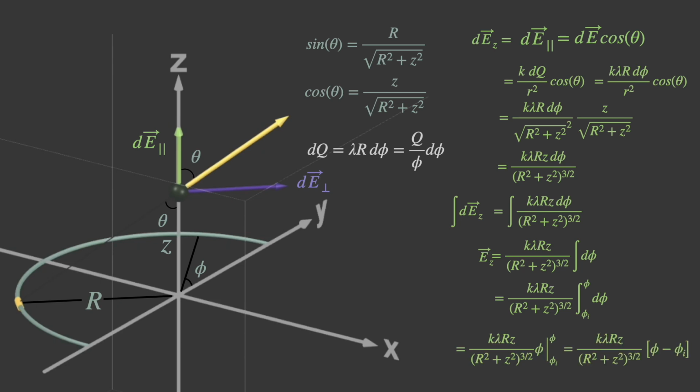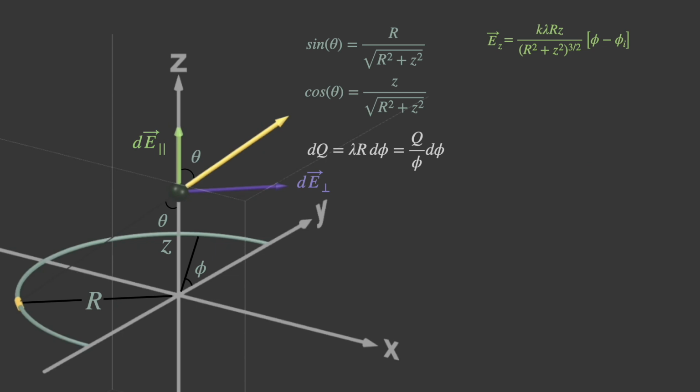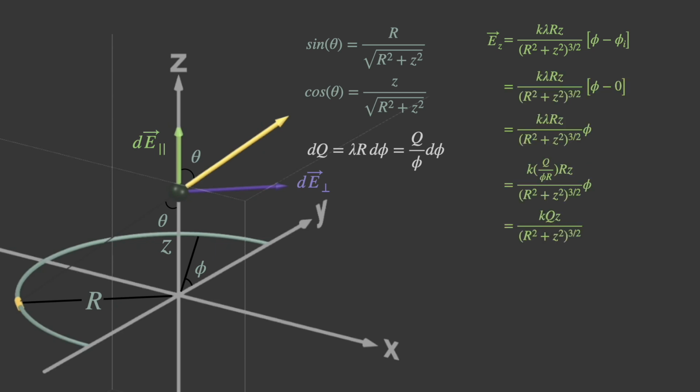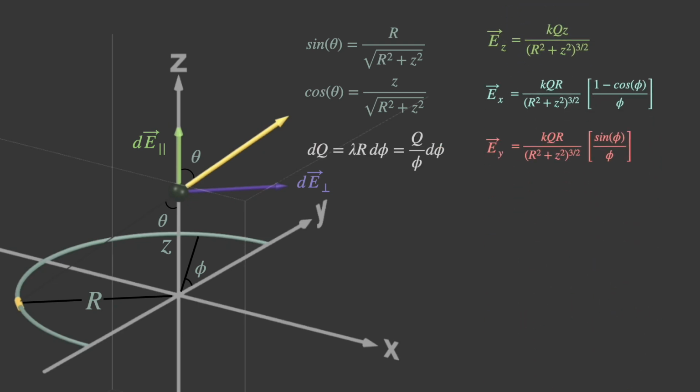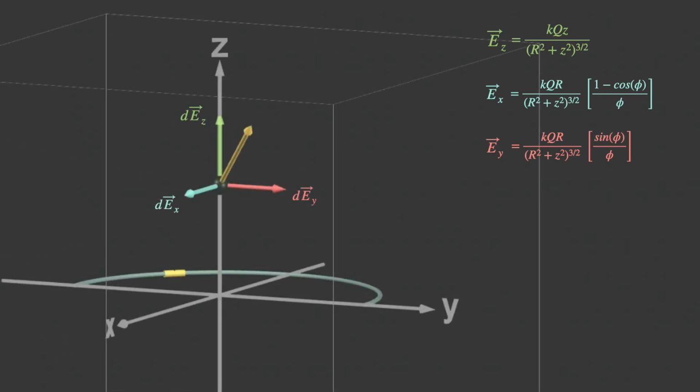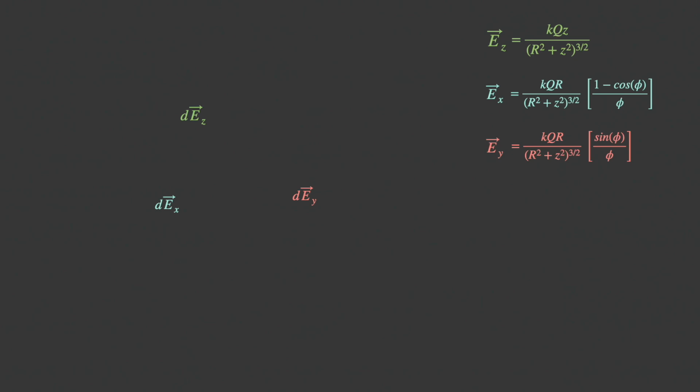And the integral of that is simply phi. Like we did earlier, we can sub in our definition for lambda as q over the circumference, which is q over phi r. And once again, we can pull aside our factors. And here are the final values for all three of our components.